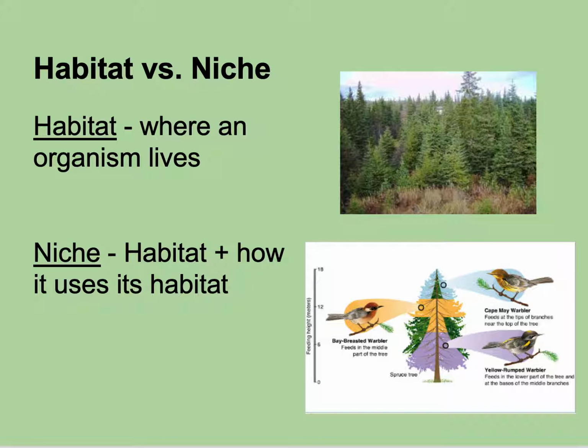So if you think of your house, the whole house is like your habitat. You live there, and other things live there too, other people and maybe pets. But your specific room, your specific space is your niche. So it's more than just where you live, it's also how you use where you live. For those birds in that picture, some of the birds live on the bottom, some in the middle, some on the top. So even though they live in the same tree, they don't have the same niche.